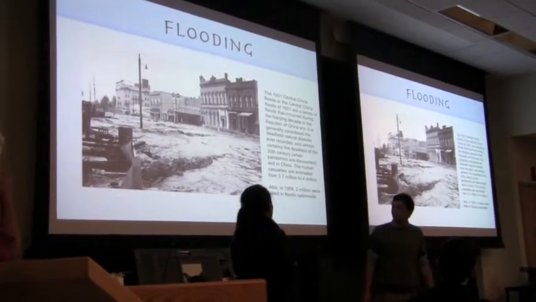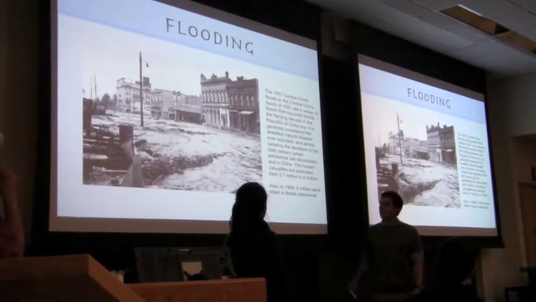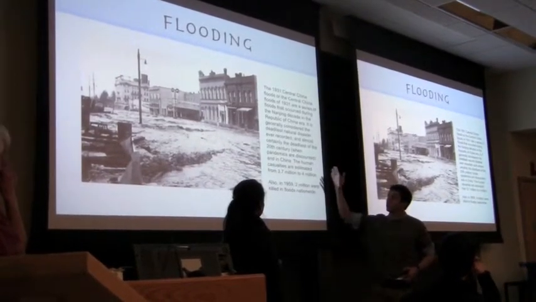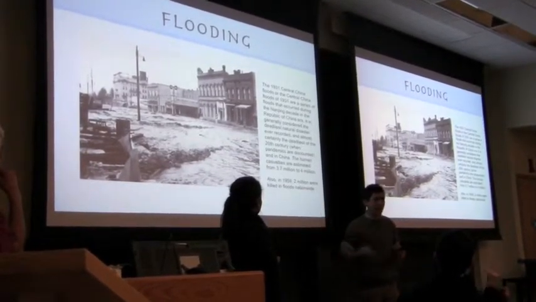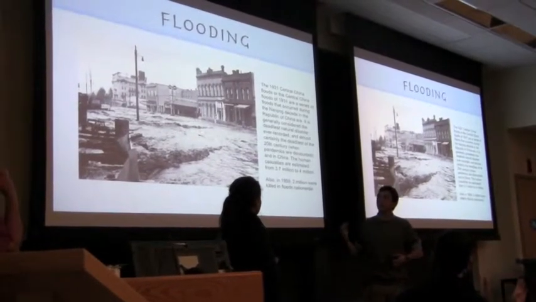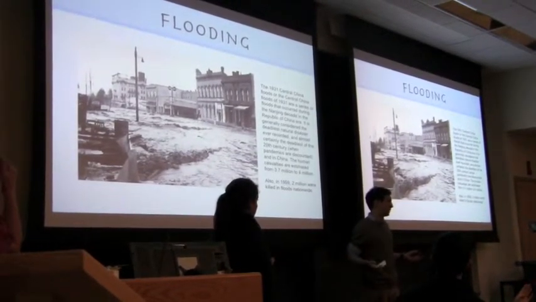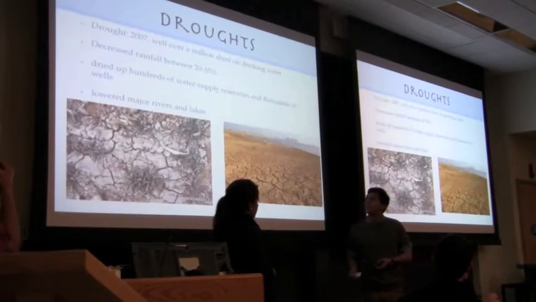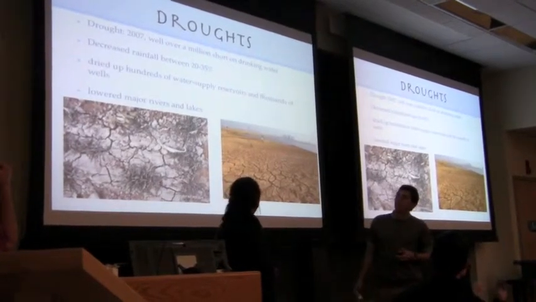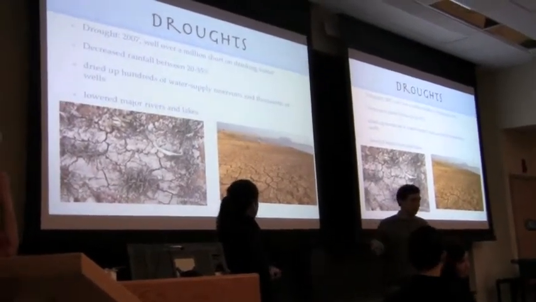We also put this up here to show that over time, from 1931 to 1959 to now, China has faced these problems for so long, and they're still not doing anything about it. Droughts are also a factor. It's funny because there's flooding and droughts.